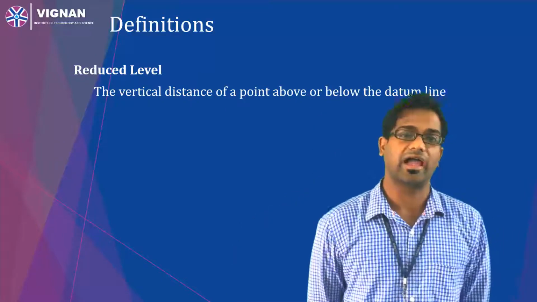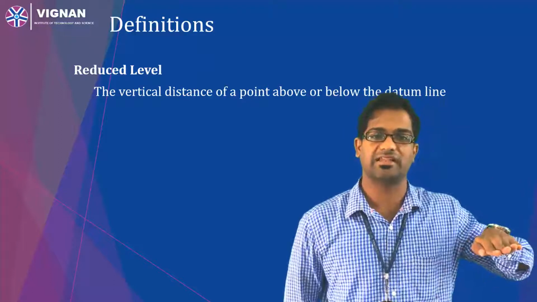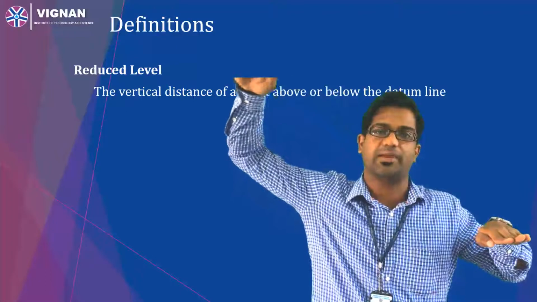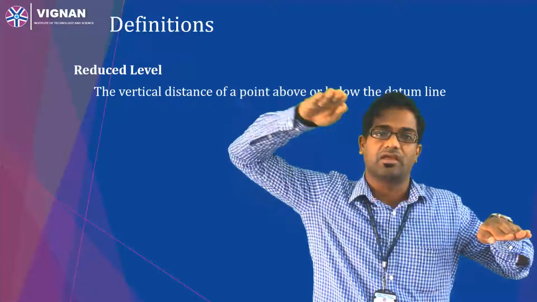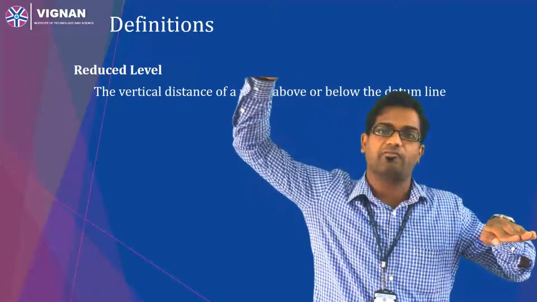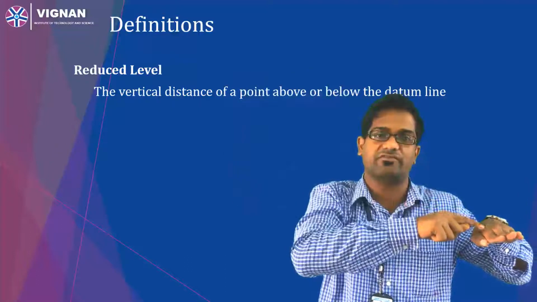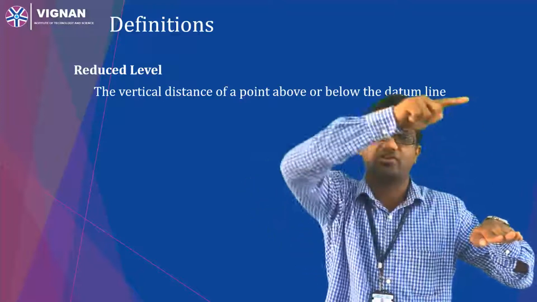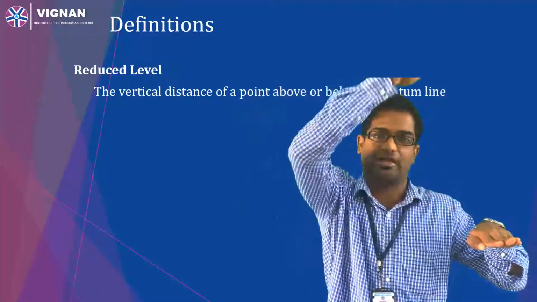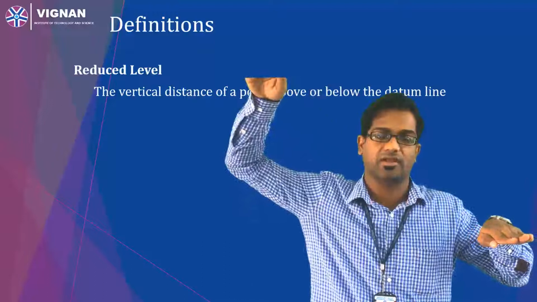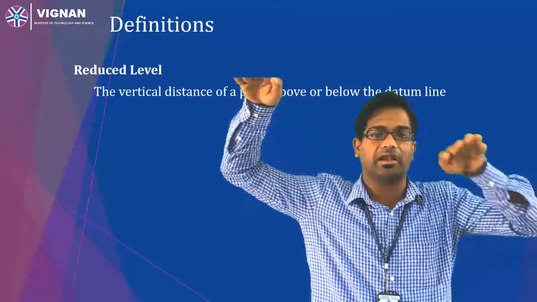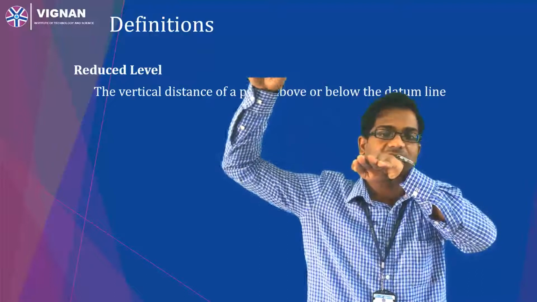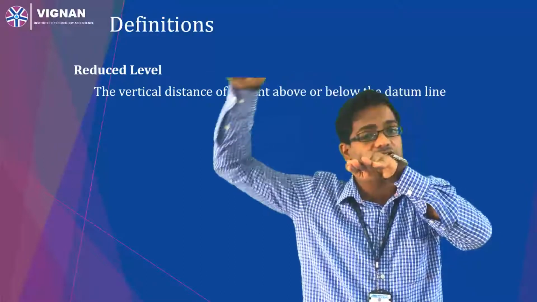For example, I have 3 points. This is the mean sea level, which is considered as 0. This is A and this is B. The level of A or the level of B is measured with reference to MSL as elevation. Elevation of A, elevation of B, is the vertical distance. And if I calculate the level of B with reference to A, then it is not called elevation, we call it the reduced level of B.